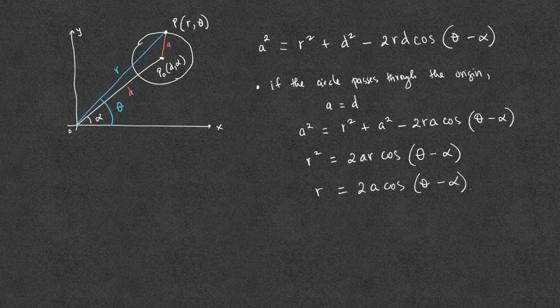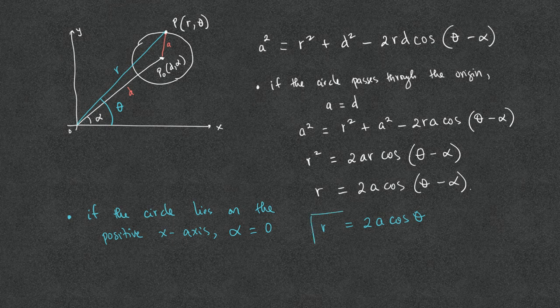If the circle lies on the positive x-axis, then alpha is 0. Thus, the equation is now r equals 2a cosine of theta, where a is the radius of the circle.